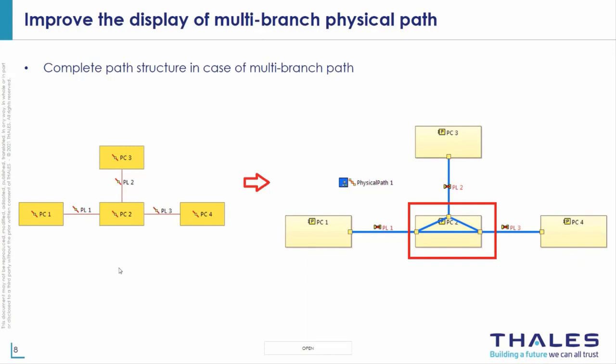It could be the PC1 that initiates the path, which connects to the PC2, which in its turn dispatches to PC3 and PC4. It could also be the PC3 that initiates the path, which ends up at PC1 and PC4 via PC2. So, to make the path structure complete, in case of this kind of multi-branch path, we make sure that all of the interpretations of the path are possible. For example, you can have a look at how the path passes by PC2 in this example. Of course, you can always use the show/hide tool to adapt it to your interpretation.